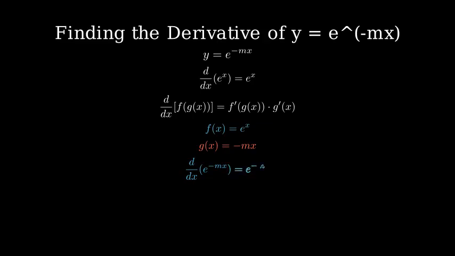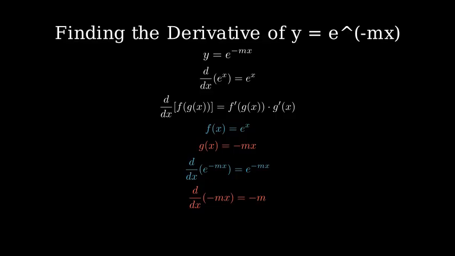First, we take the derivative of the outer function, keeping the inner function in place. The derivative of e to the x is e to the x, so we get e to the negative mx. Next, we multiply by the derivative of the inner function. The derivative of negative mx is simply negative m.